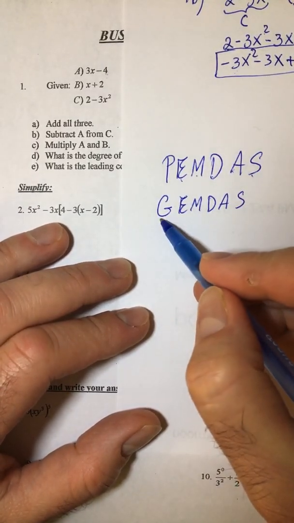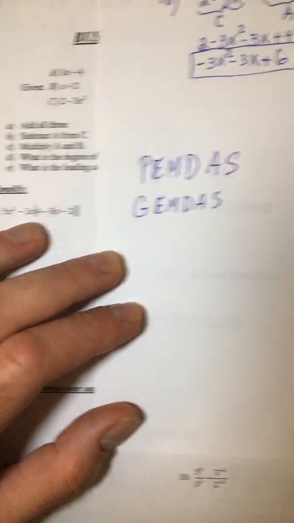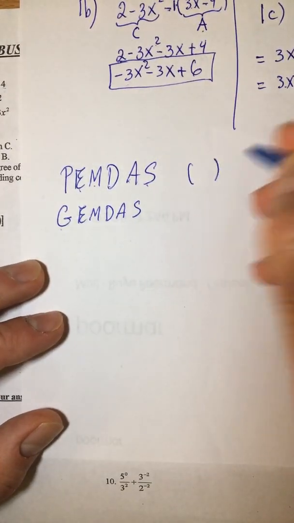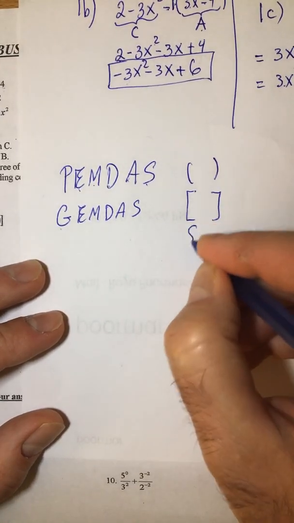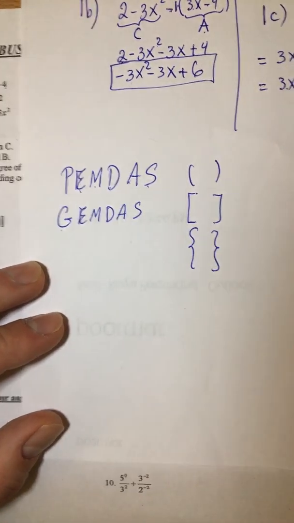where G stands for grouping symbols, because parentheses are not the only grouping symbols. We can have brackets that look like this, or brackets that look like this, so you can see all of those.